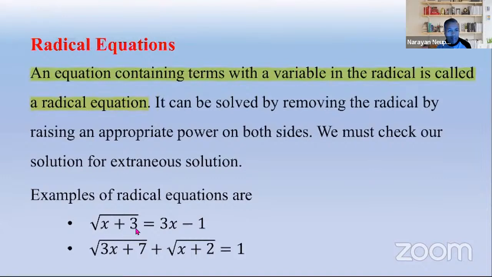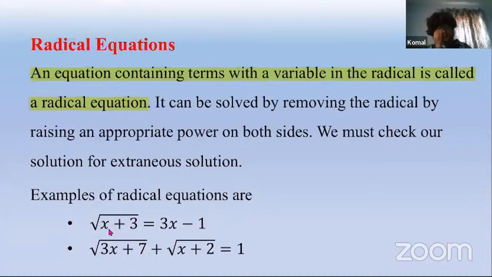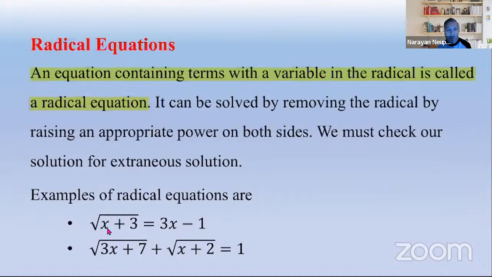You can see here is square root of x plus 3 equal to 3x minus 1. You can clearly see this quantity x plus 3. We have two terms and the variable x is inside the square root. So that is an example of a radical equation. Similarly, this one here, square root of 3x plus 7. 3x plus 7 is under the square root. The other one here is square root of x plus 2, which is under the square root, equal to 1. That is also an example of a radical equation. So the definition is: an equation containing a term with the variable in the radical is called a radical equation.